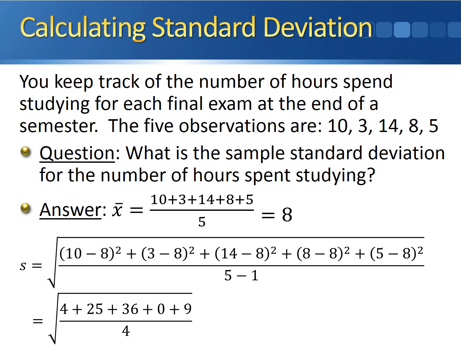Your first term in the numerator is 4. Second term is 25. Your third term, 6 squared, gives you 36. The fourth term, since your fourth observation was equal to the sample mean, 8 minus 8 was 0. 0 squared is still 0. And then your final term, 5 minus 8 squared, negative 3 squared, gives you 9. The denominator, 5 minus 1, is equal to 4. We work out what's underneath the radical. Underneath the radical, we get 18.5. And so the square root of 18.5 gives us our sample standard deviation, which is approximately 4.301.